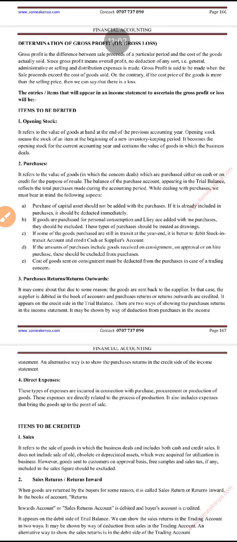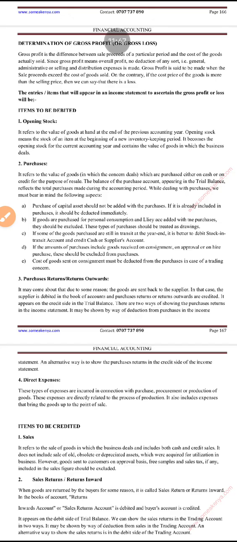So it may come about that due to some reason, the goods are sent back to the supplier. In that case, the supplier is debited in the book of accounts and the purchases returns outwards are credited. It appears on the credit side in the trial balance, and there are 2 ways of showing the purchases returns in the income statement. It may be shown by way of deducting from purchases in the income statement.